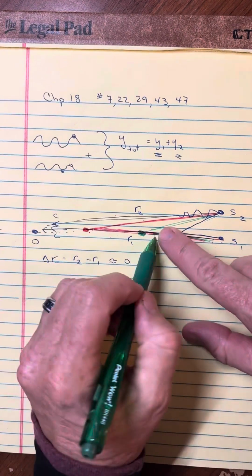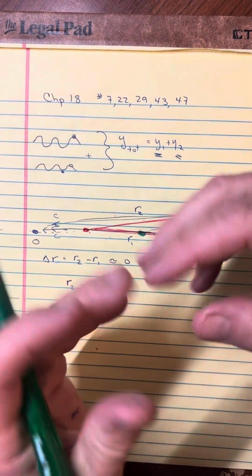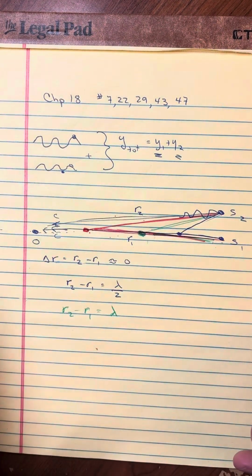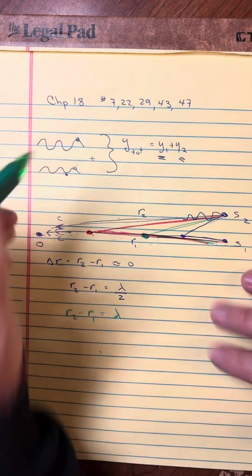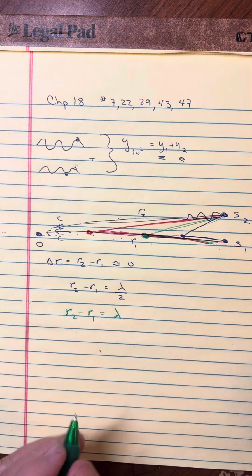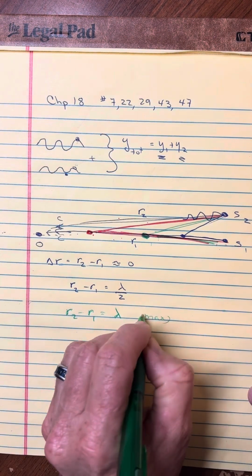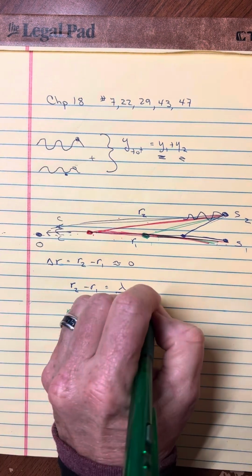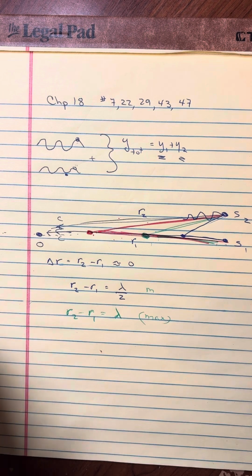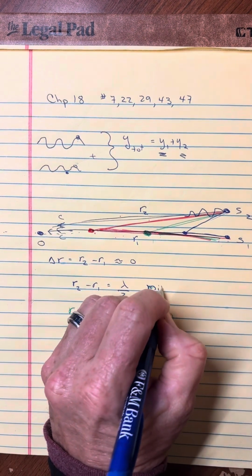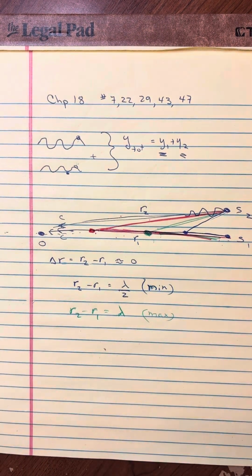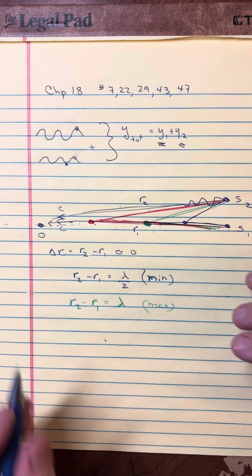And because of that, these two waves are going to match up crest to crest. And so when crest to crest line up, you get constructive interference. And so we like to put this little phrase, maximum intensity. Maybe I should do that in blue here. Minimum intensity.